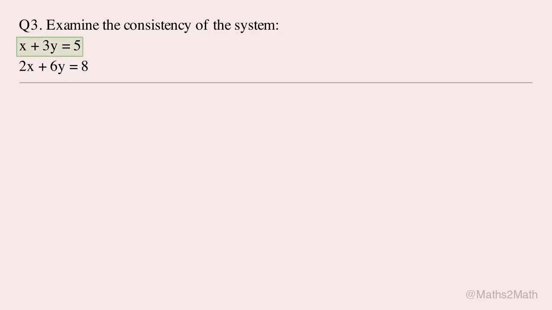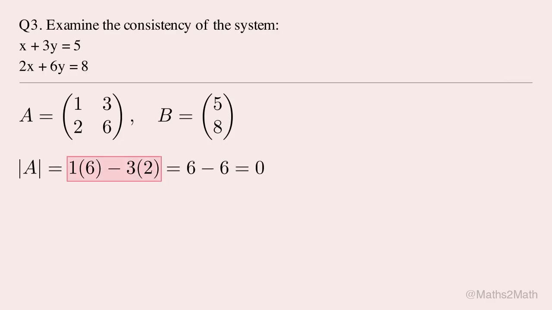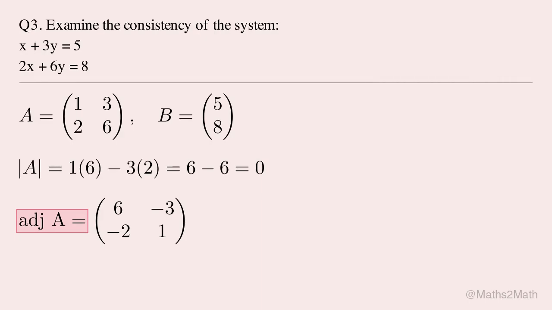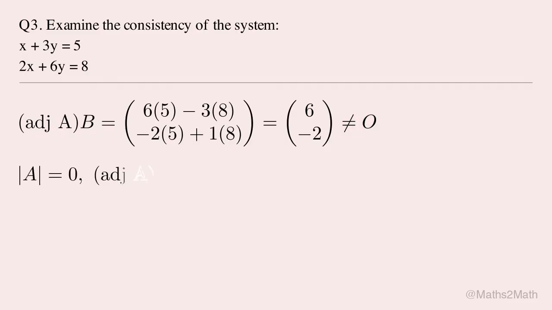Question 3. Notice the left sides. The second is exactly twice the first, but the right sides are not in that ratio. Let us confirm with determinants. When the determinant vanishes, the test moves to the product (adjoint A) times B. Matrix form as before. The determinant is 6 minus 6, 0, so it is singular and we must examine (adjoint A) times B. The adjoint swaps the diagonal and negates the off-diagonal entries. Multiply the adjoint by B, entry by entry. The result is not the zero matrix. A singular with (adjoint A) times B non-zero means no solution exists. The system is inconsistent.